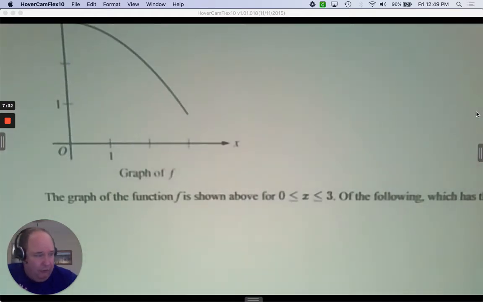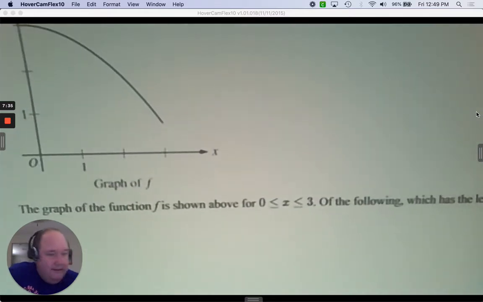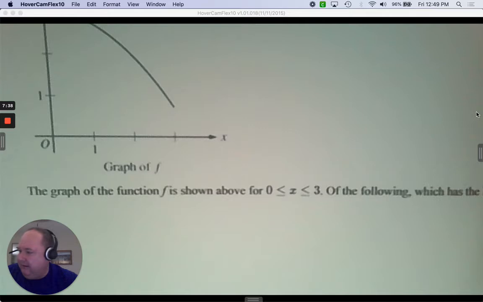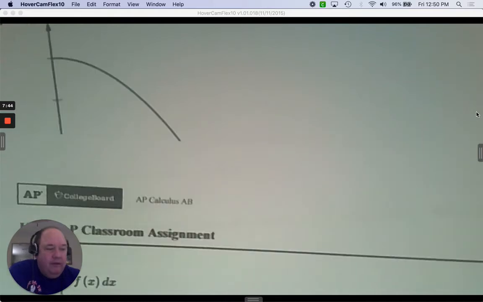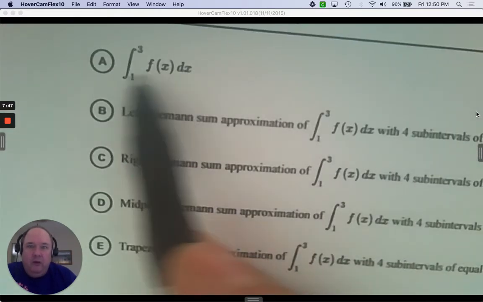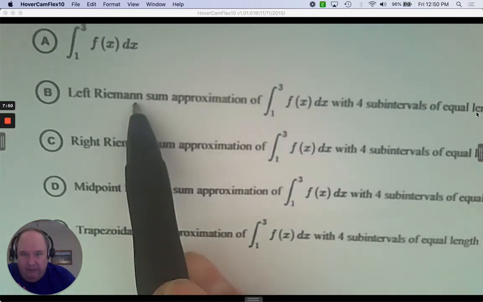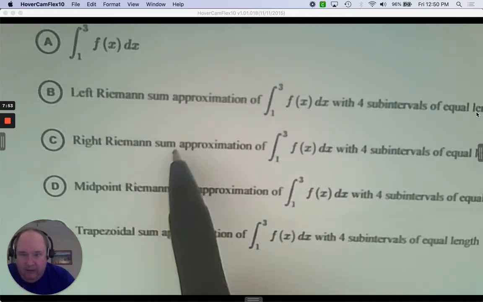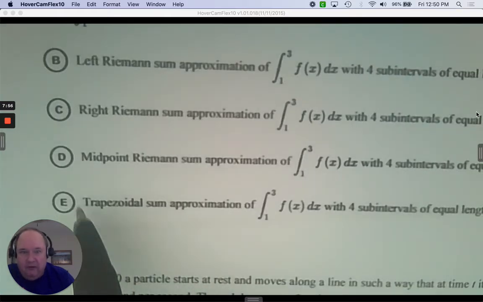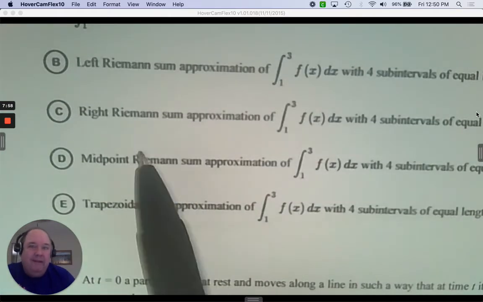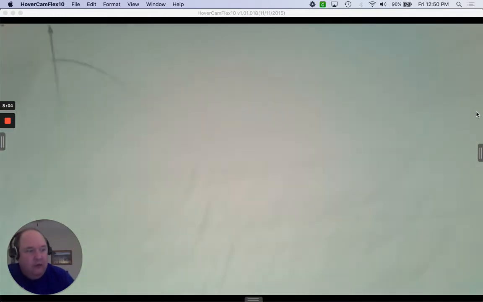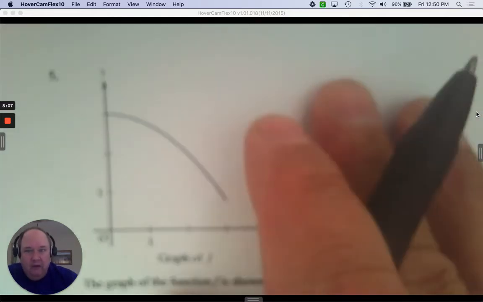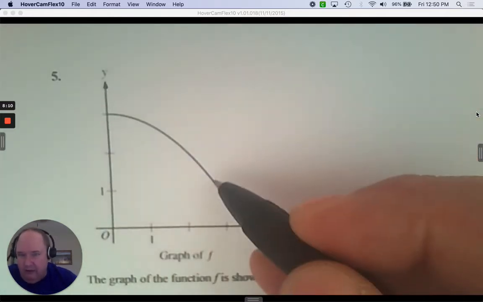In number 5, you see a graph of the function f from 0 to 3, which has the least value. Oh, I have to look on the next page for the least value. So let me just look at some options here. If you do a left Riemann sum, a right Riemann sum, a midpoint Riemann sum, or a trapezoidal sum, which one will be the least, less accurate in terms of the real area under? So what am I looking for? It's concave down. So if you actually find it, it's the actual area under the curve.